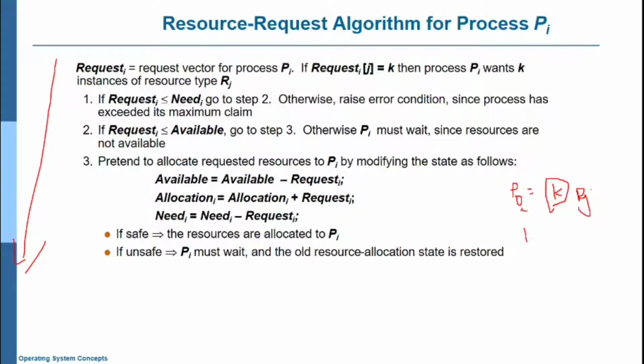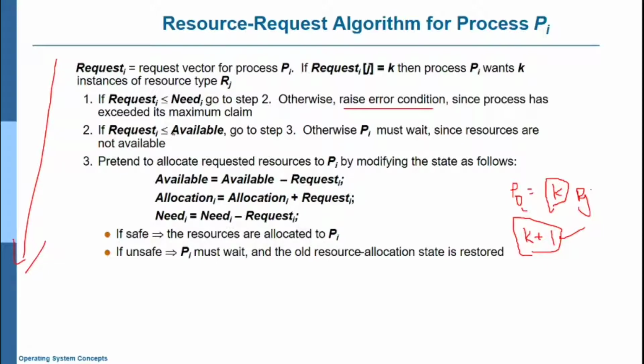If the process asks for k plus 1 instances, which means it is exceeding the need, then raise an error condition. It cannot request k instances of resources that are not available in its need. It cannot ask for that much of resources, which is not available in the system. If it is available in the system, then go to step 2.